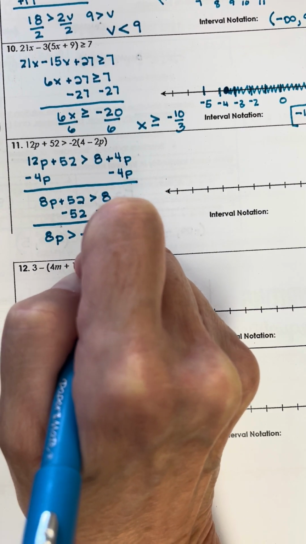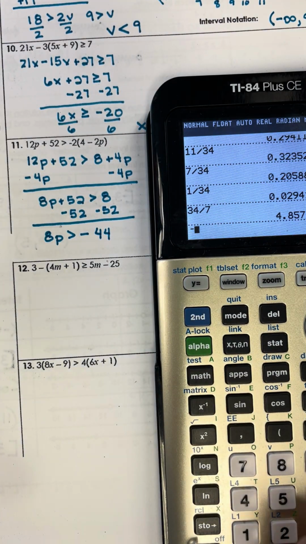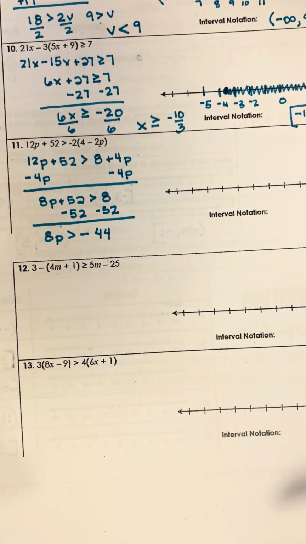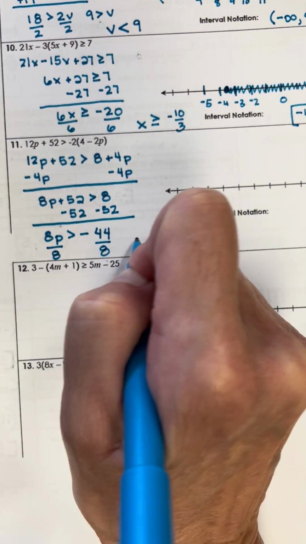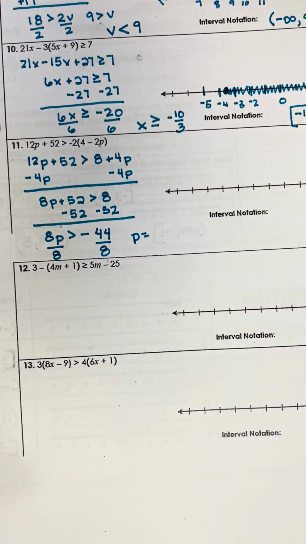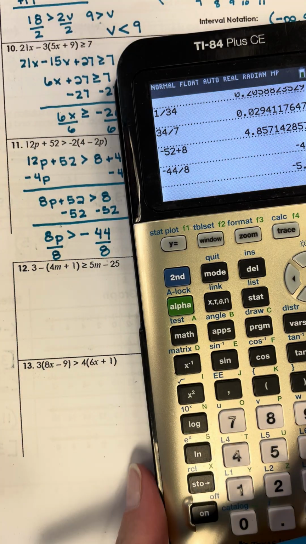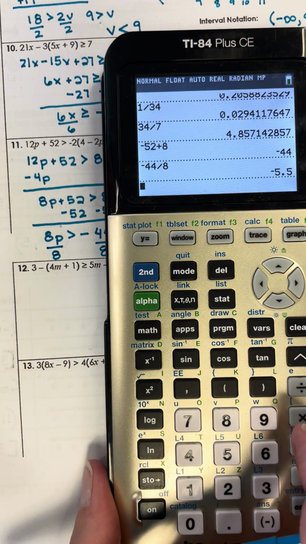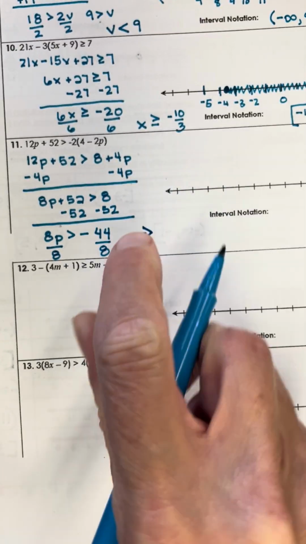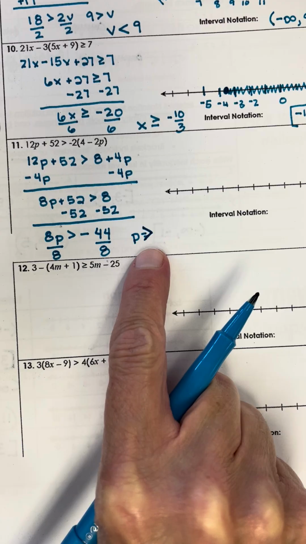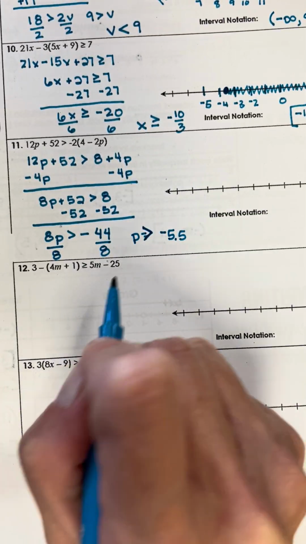And when I subtract 52 from both sides, I'm going to get 8p is greater than negative 44, right? I better check that. Negative 52 plus 8, negative 44. And I'm going to divide by 8 and divide by 8. And I want to reduce that. So what is negative 44 divided by 8? That's negative 5.5. So p is greater than, guys, this is a greater than sign, sorry. p is greater than negative 5.5, which is between negative 5 and negative 6.